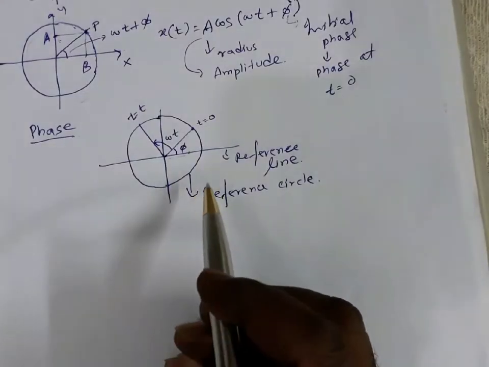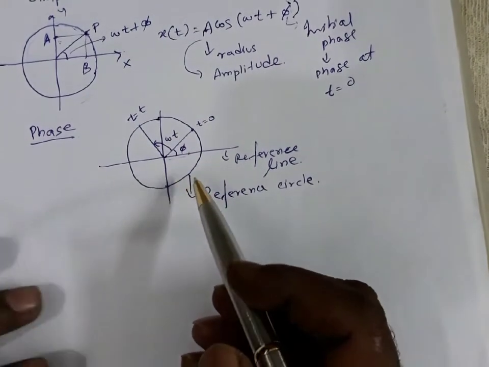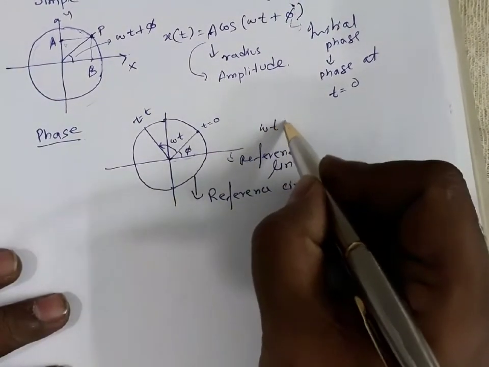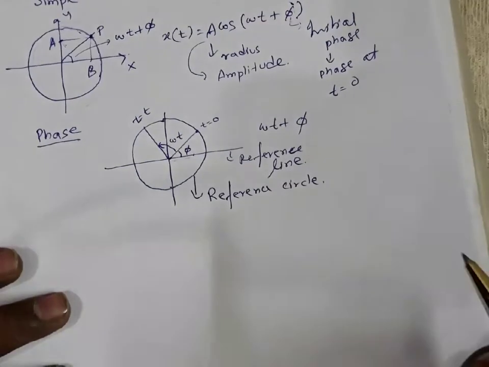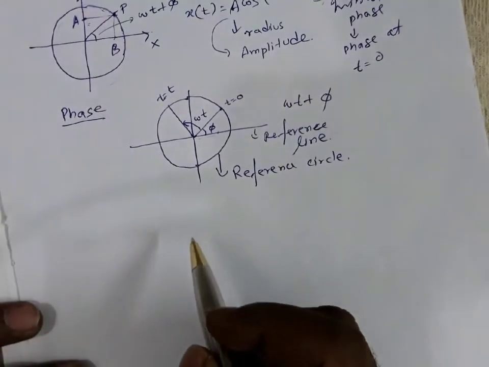So the total angle, this total angle is, this is phi, this is omega t. So the total angle is omega t plus phi. So this is the total phase. Now let us take one more case.